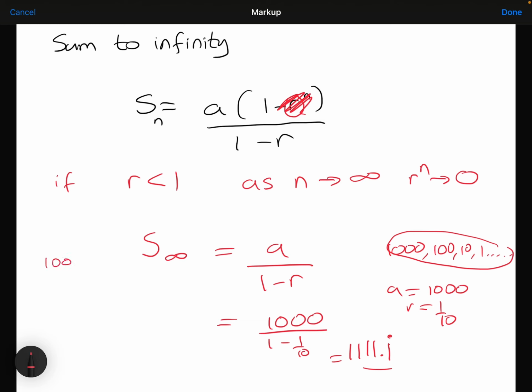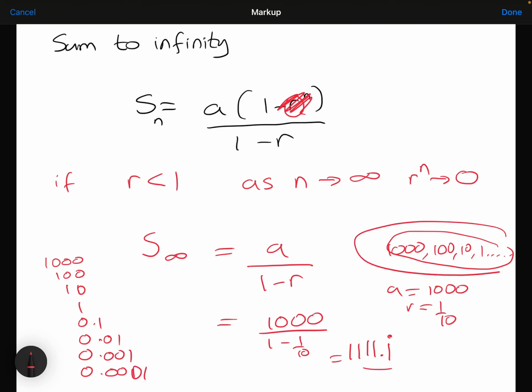which hopefully makes sense because what I've just done here is added 1000 plus 100 plus 10 plus 1 plus 0.1 plus 0.01 plus 0.001 and so on. That's what this geometric series is doing, and so hopefully it makes sense why we can calculate the sum to infinity of this series and why this is the answer and why this formula works. If I added all these numbers together, of course I'm going to get 1,111.11111111 and so on.